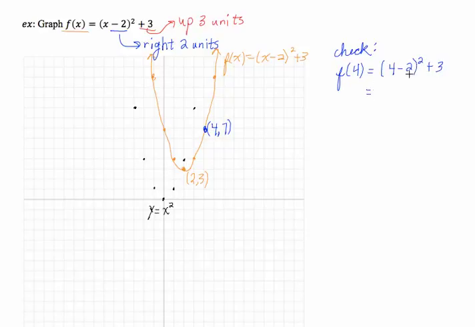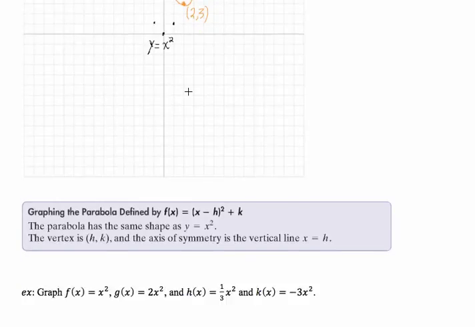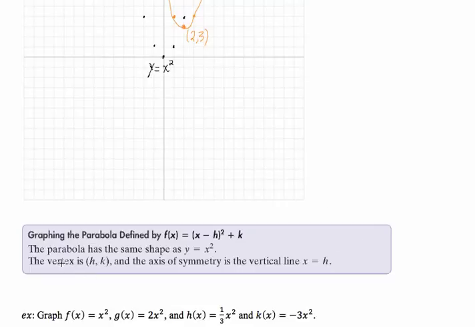4 minus 2 is 2, 2 squared is 4, plus 3 is 7. So it looks like we did it correctly. So that's how you can graph something of this form using transformations. Okay, here's the more general explanation down here. If your parabola is of the form f of x equals (x minus h) squared plus k, it has the same shape as y equals x squared. The vertex is (h, k), and the axis of symmetry is the line x equals h. But basically, this shifts it left or right h units and up or down k units depending on whether h or k are positive or negative.